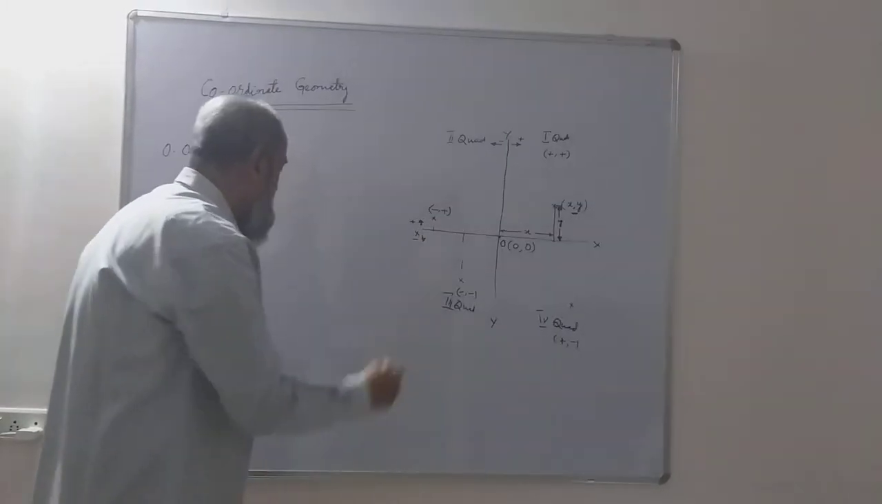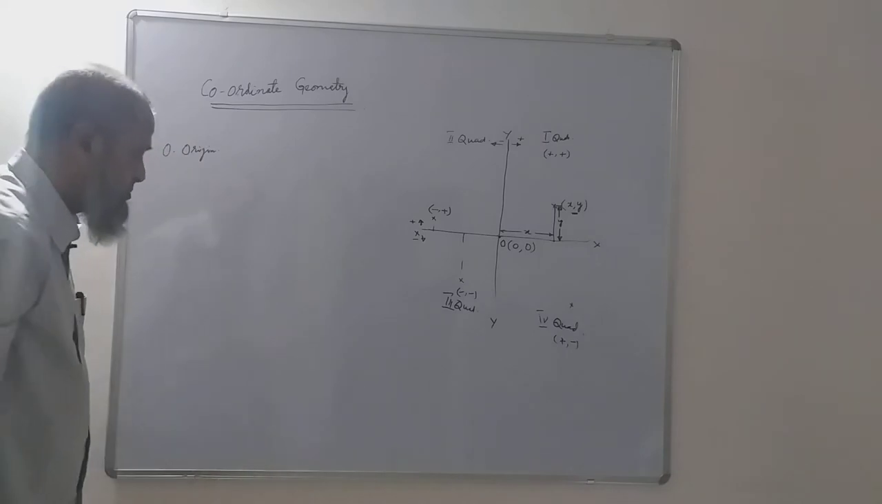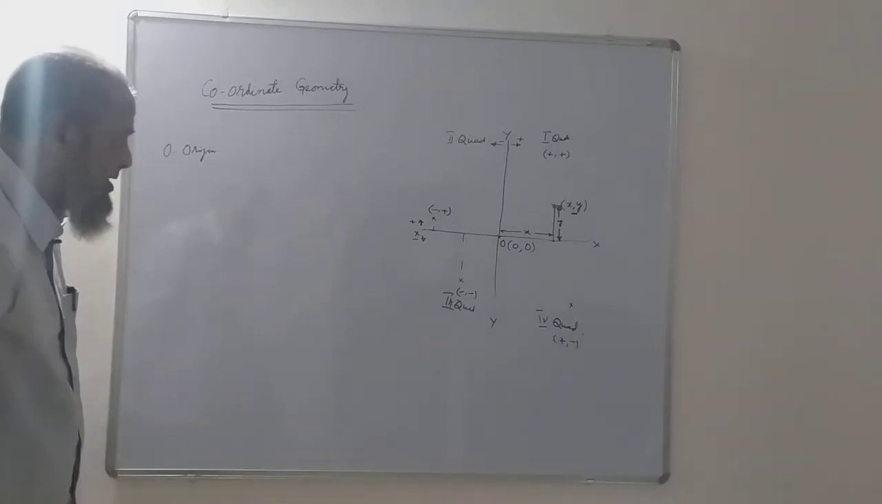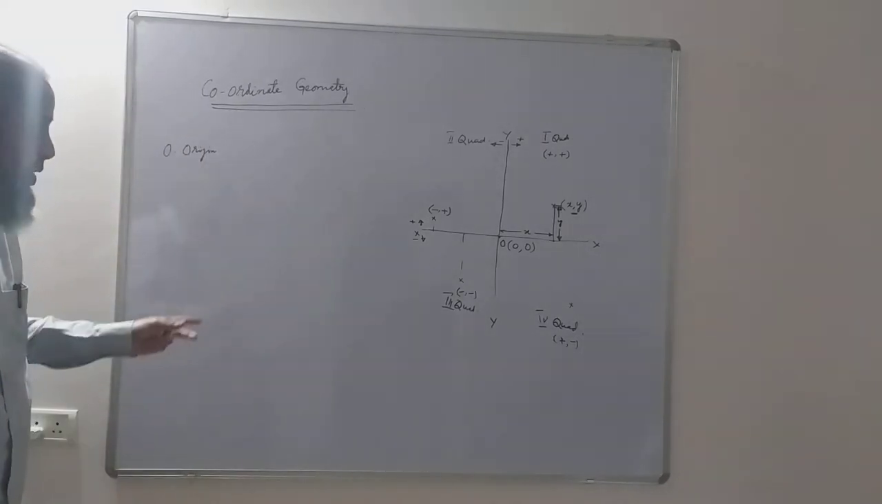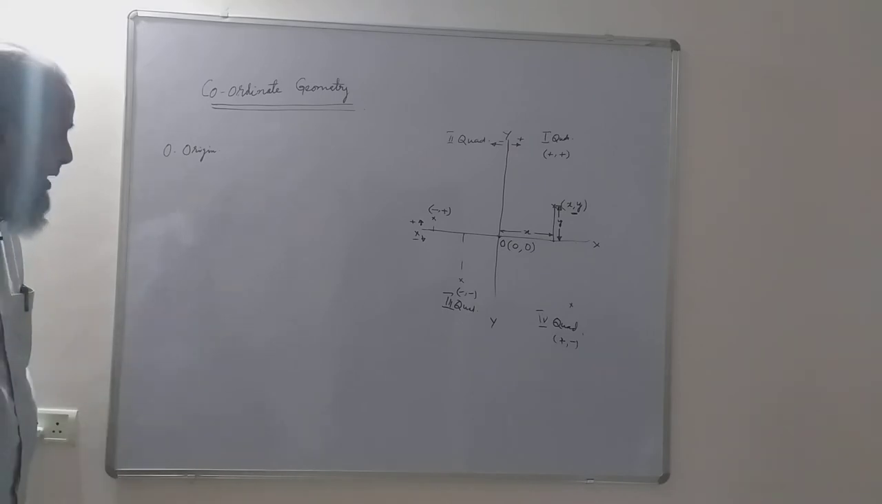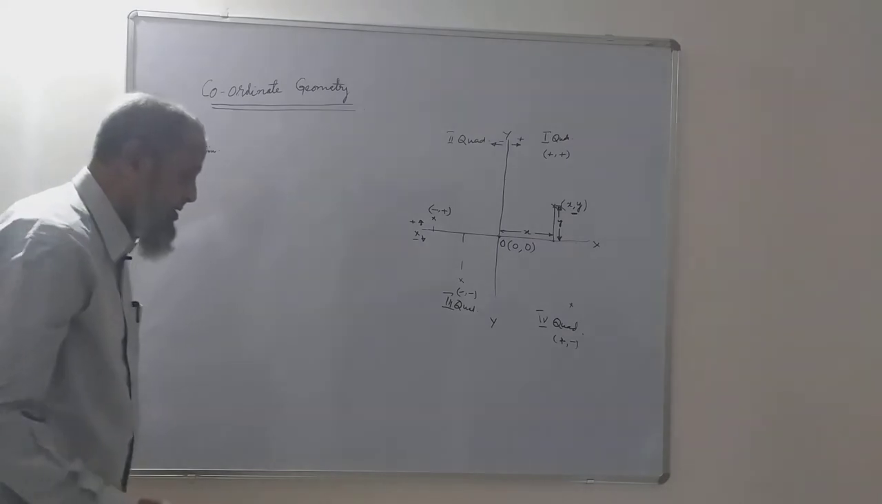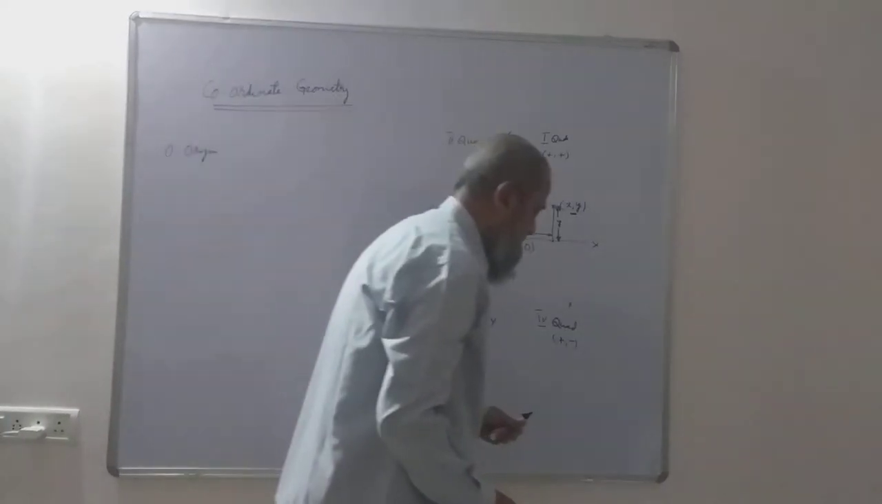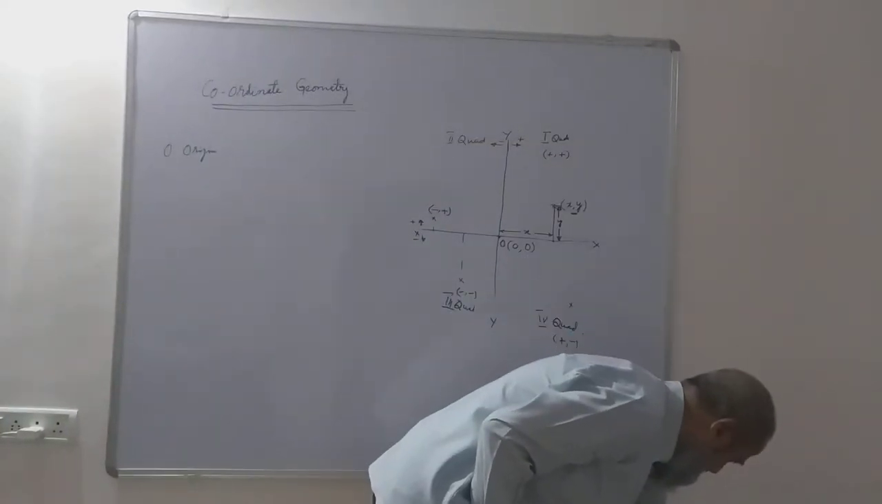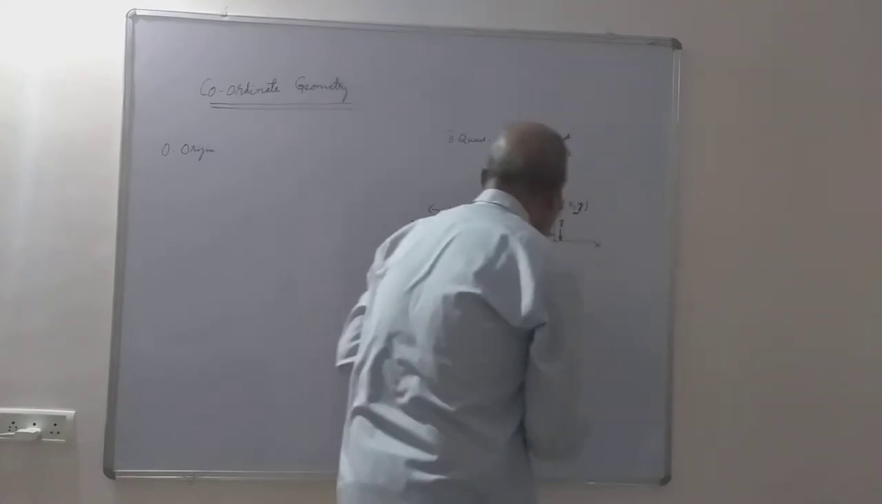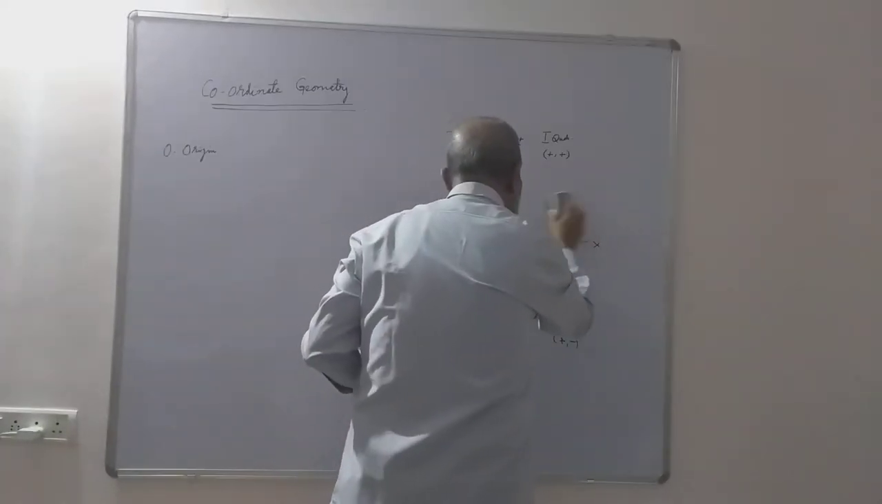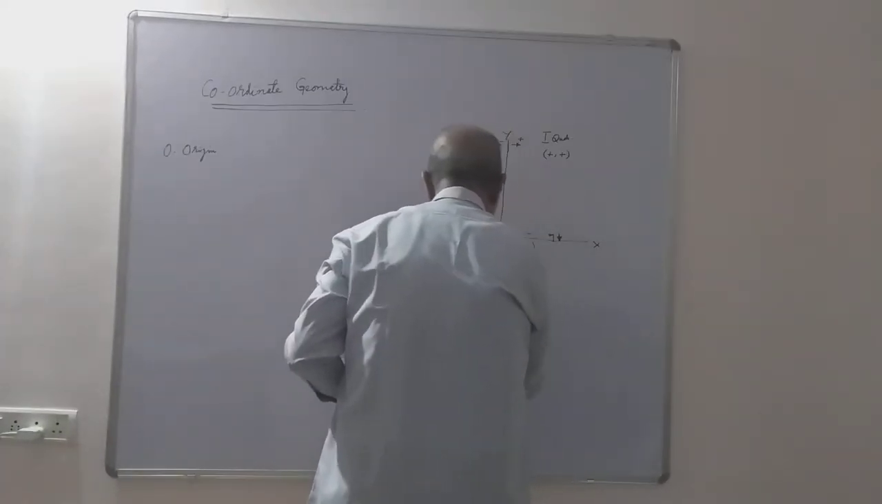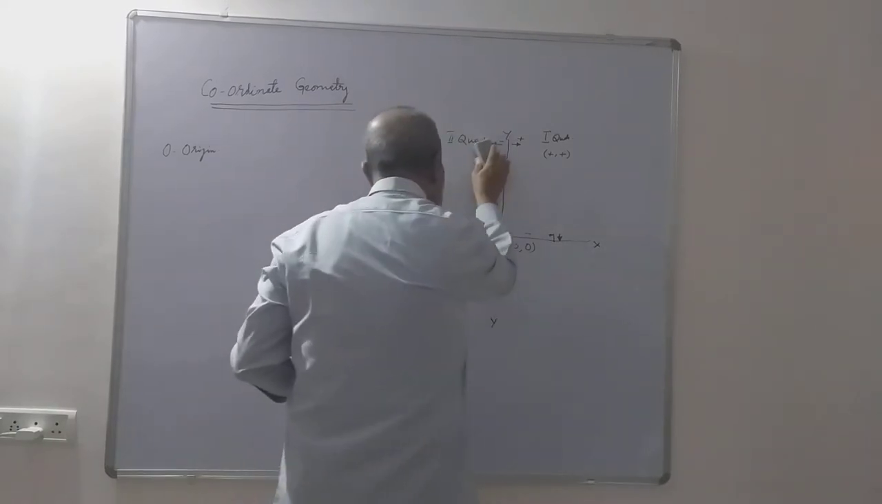So this you know. These are fundamental things, you already know them. You have studied them in the lower classes. Now, what we are going to study here is, suppose we have two points known to us. They can be anywhere. They can be in any quadrant.